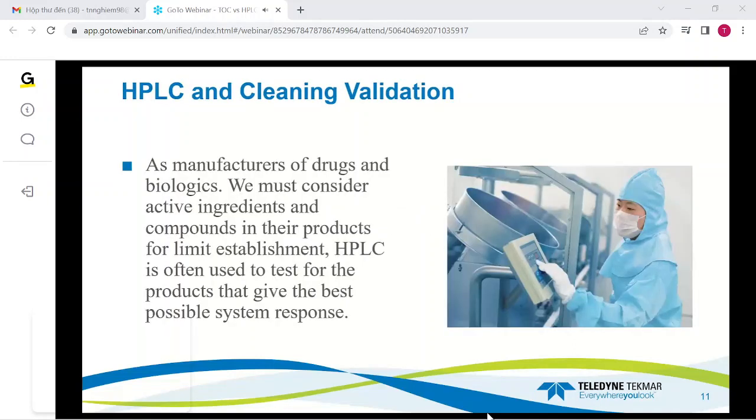So when we start looking at HPLC and the cleaning validations, manufacturers of drugs and other biologics, there's active ingredients, there's washing ingredients or detergents for cleaning aspects. We got to make sure none of this stuff is being carried over. Well, how do we do that? Obviously, we have to test for that. HPLC is often used because it's there. They have one. Cleaning validations a lot of times will tie up an HPLC.